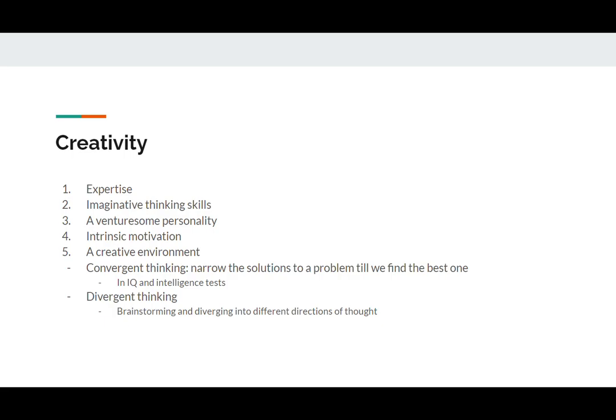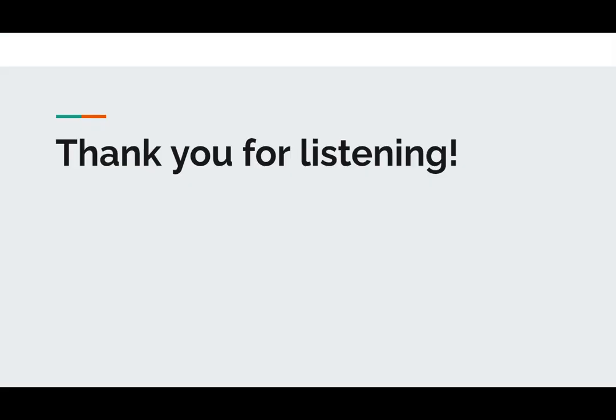Divergent thinking is a more creative way of thinking. You can think of this as brainstorming and diverging into different directions of thought. Rather than finding the best solution, divergent thinkers expand the number of solutions. Divergent thinkers have a much easier time with problem solving since they have more of an open mind to try and solve different solutions.